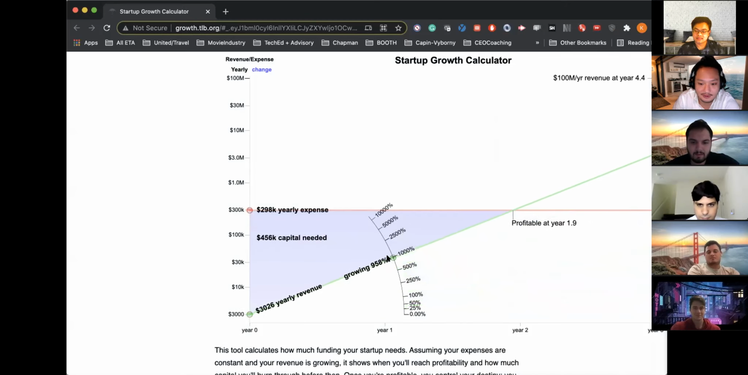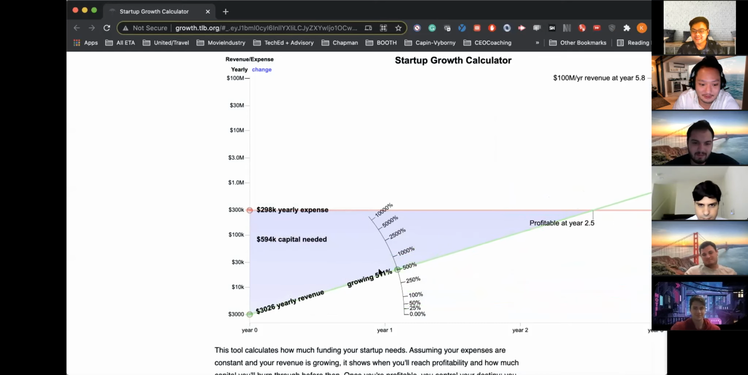Okay. I guess I gotta increase the growth rate to make this chart work, at least for now. But you're growing like 500% per year, so you're gonna have to raise close to 600K to break even.